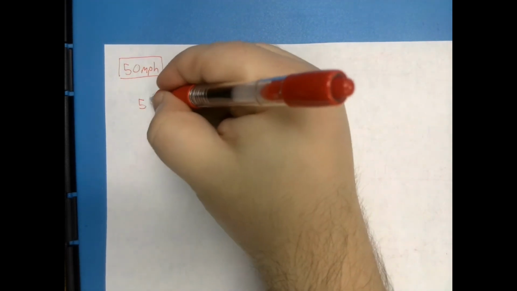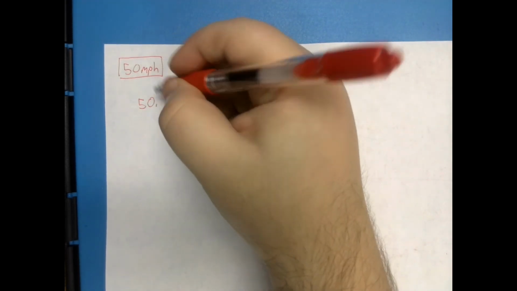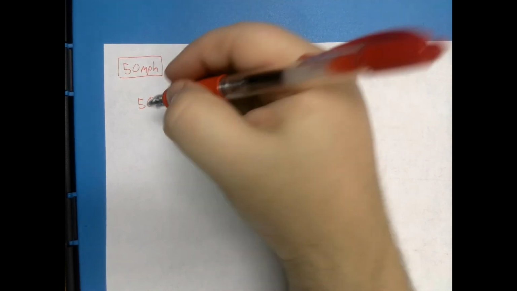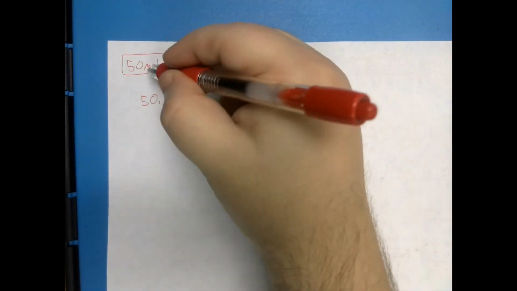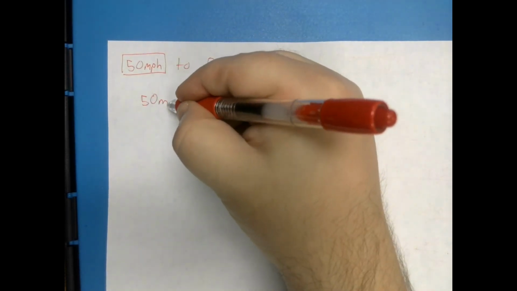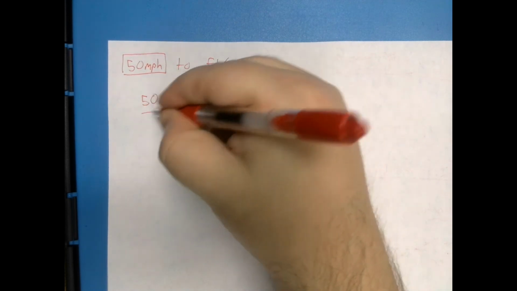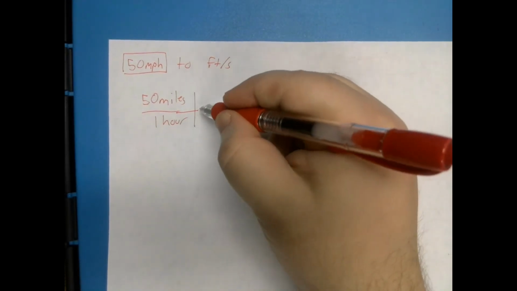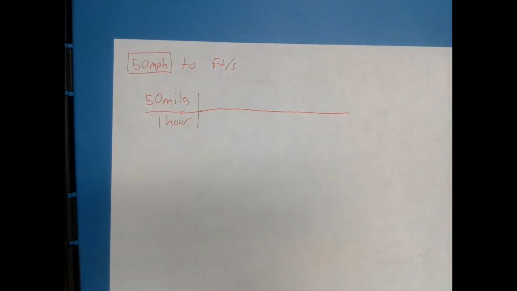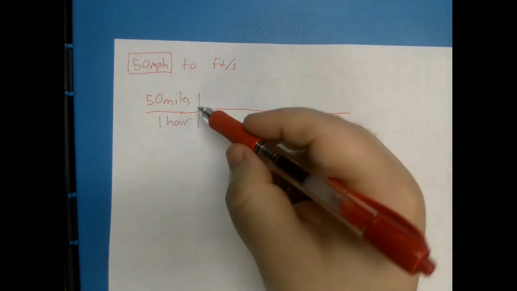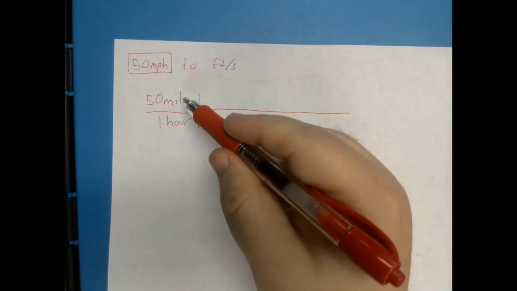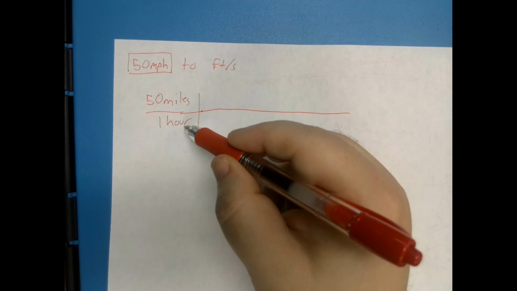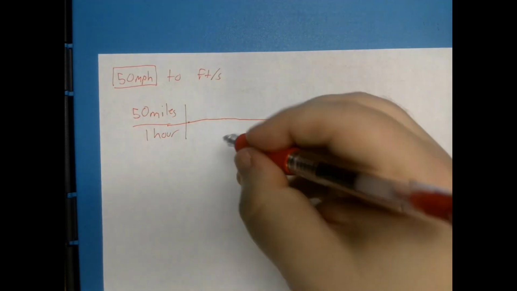We begin by identifying what our given number we need to convert is. This is the number we're trying to convert. So 50 miles to 1 hour. That's what 50 miles an hour is. Now we need to add conversion factors. We need to get rid of miles and give them in feet. And we need to get rid of hours and turn it into seconds.